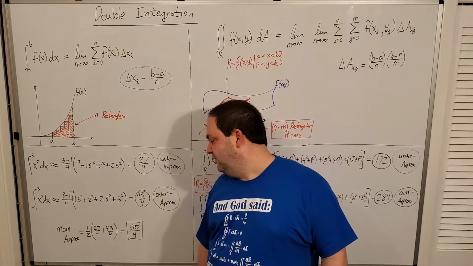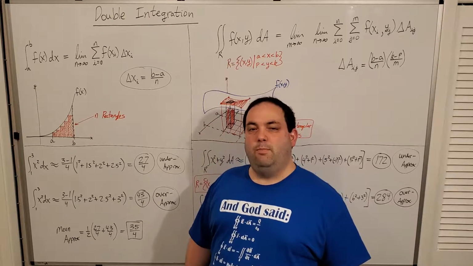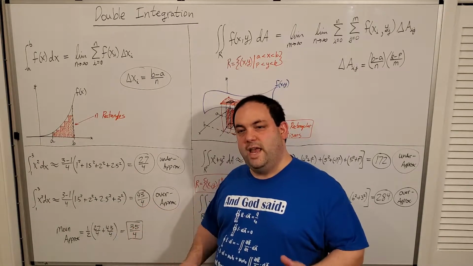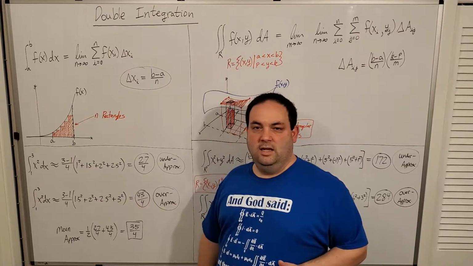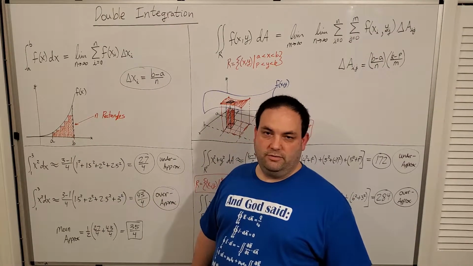Add them together, divide by 2, and you get 35 over 4, which is 8.75. The actual value of this integral is 8.6. So this actually, 35 over 4 is not a bad approximation for this integral.